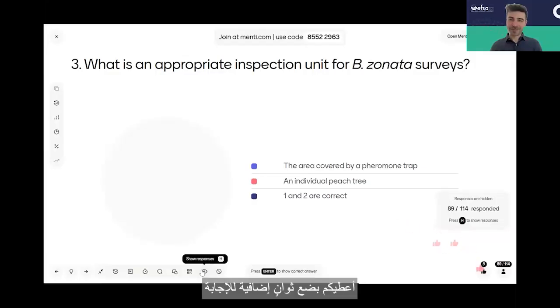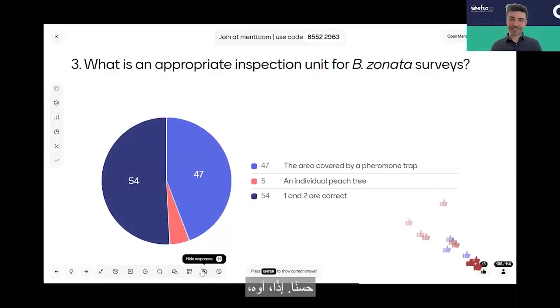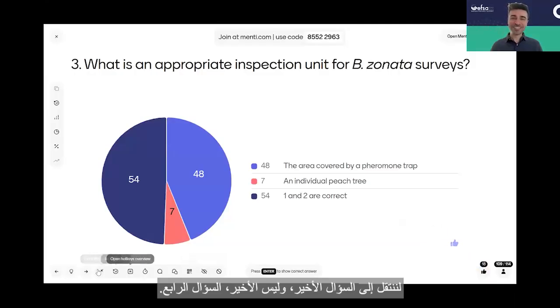I give you a couple more seconds to answer because almost all of you answered already. Okay, so, whoa, we have divided opinions here. So I'm sure they want to know what's the correct answer. Let's go for the last but not least question, the fourth question.